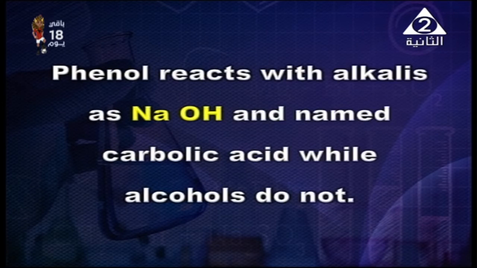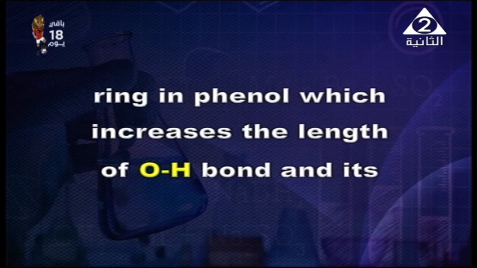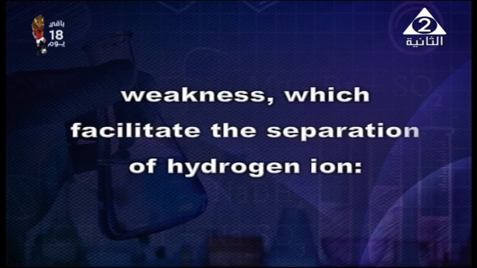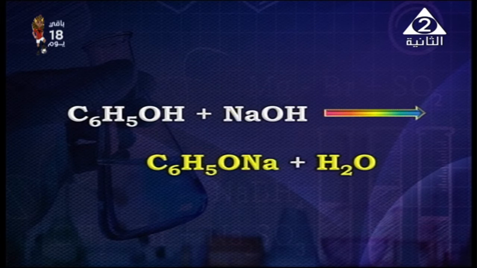Phenol reacts with alkalis such as sodium hydroxide and is named carbolic acid, while alcohols don't. Because the polarity increases in the case of phenol due to the presence of the benzene ring, which increases the length of the OH or hydroxyl group bond and its weakness, which facilitates the separation of hydrogen ion. As the equation proceeds on the screen, C6H5OH plus NaOH gives C6H5ONa plus water. Phenol plus sodium hydroxide gives sodium phenoxide, and water is produced.